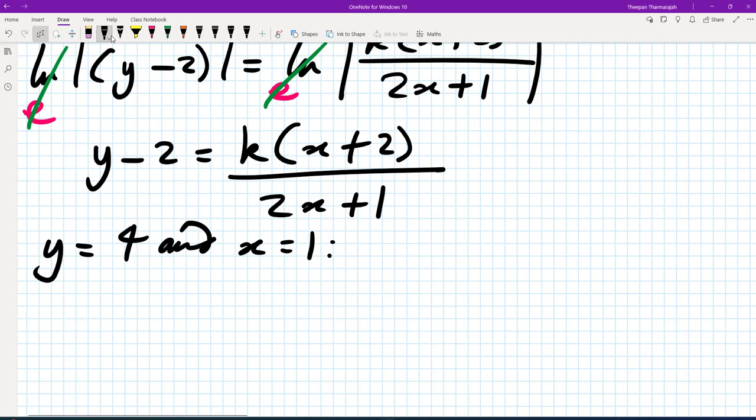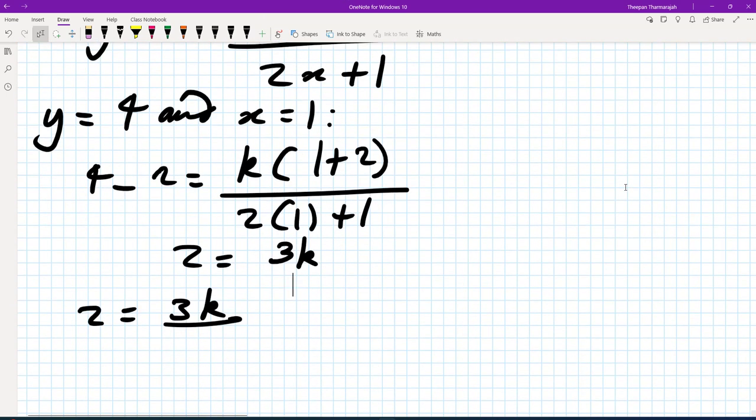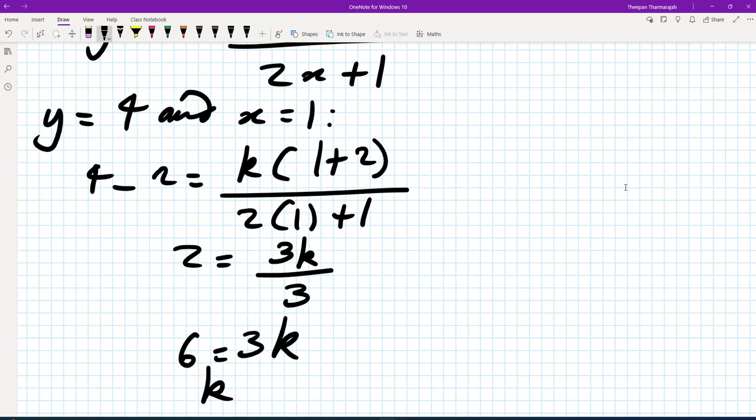So now we are going to substitute the limits in, or the boundary conditions rather. So we get 4 minus 2 equals to k times 1 plus 2 over 2 times 1 plus 1. So we get 2 equals to 3k over 3. So we get 6 equals to 3k and k equals 2.